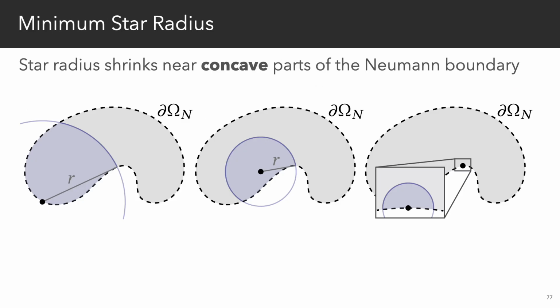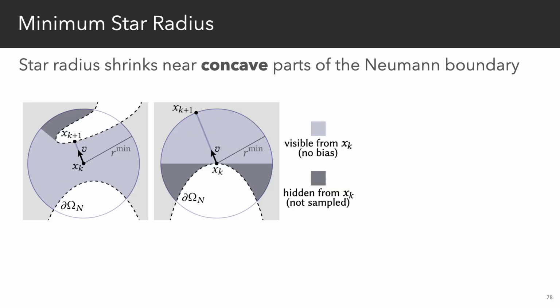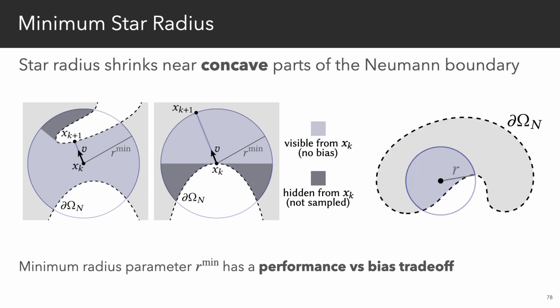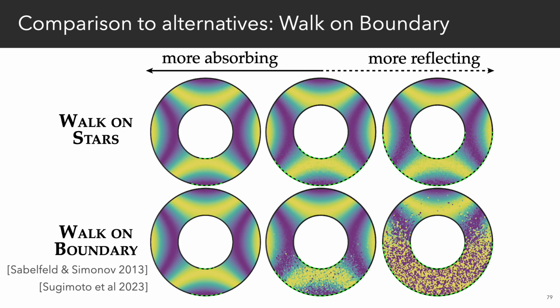Near concave parts of the Neumann boundary, the size of a star-shaped region shrinks because the distance to the closest silhouette point goes to zero. So to prevent walks from stopping, we currently impose a minimum radius on the size of the ball, which, like the epsilon shell, comes with a performance and bias trade-off. But the main thing to point out here is that the size of a star-shaped region is actually typically much larger, even slightly away from a concave boundary. And in practice, we can use local curvature estimates to set this parameter adaptively, which would result in larger balls and faster runtime performance.